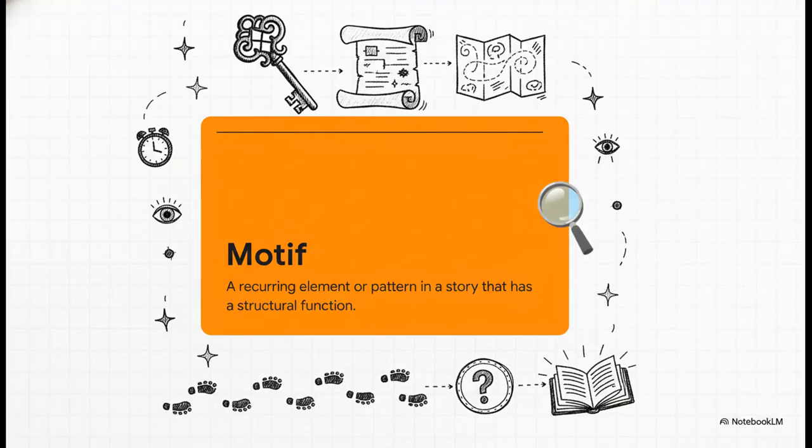And that brings us to our master key, this idea of a motif. It sounds fancy, but it's really simple. A motif is just anything, an object, an idea, a weird detail that the author keeps bringing up over and over again. Spotting these patterns is step one to cracking any case.